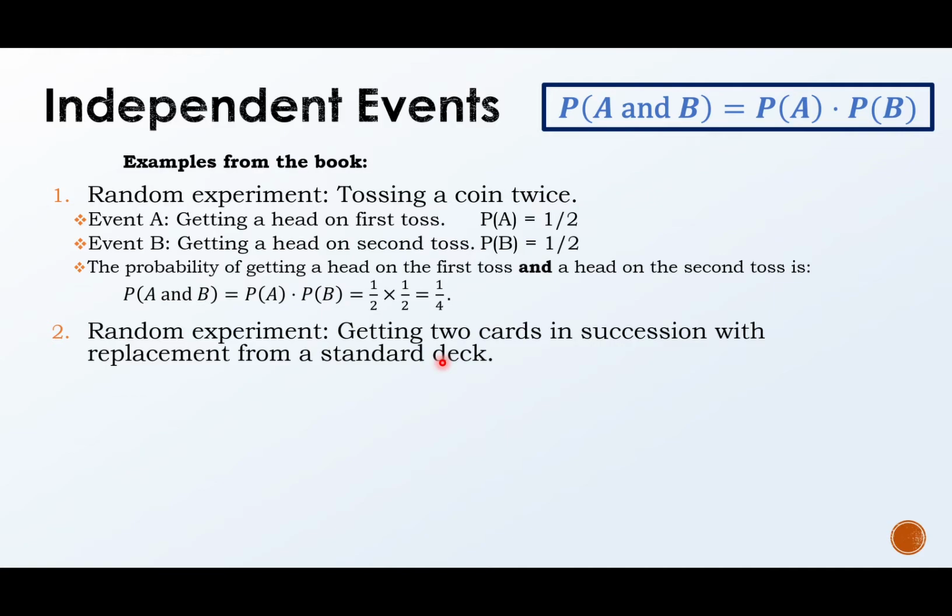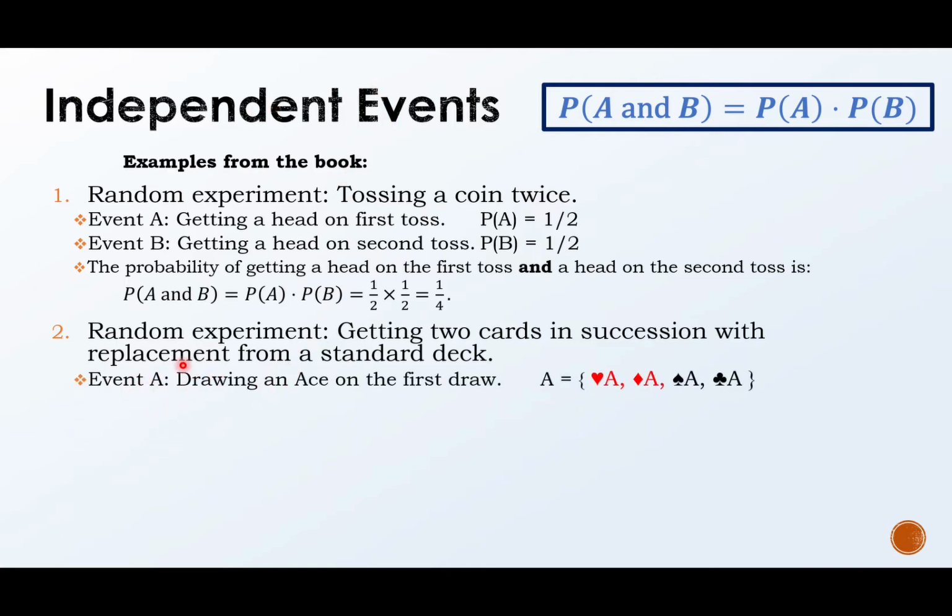Another experiment. Getting 2 cards in succession with replacement from a standard deck. I hope this is clear already. Fix the visualization in your head: this is simply getting a card, then you put it back, then you draw another card. So, again, when that is the scenario, with replacement, those are independent events. And here are the events.